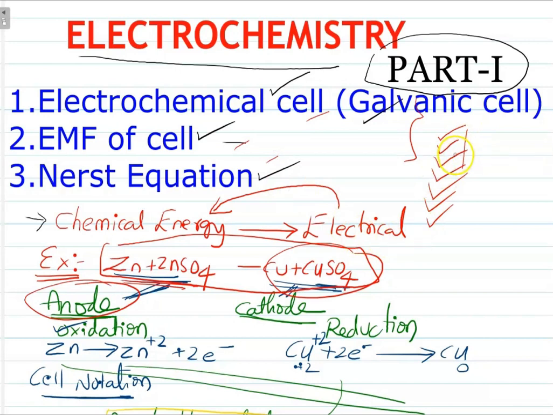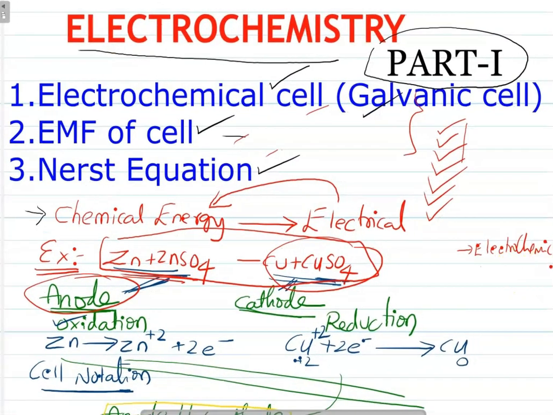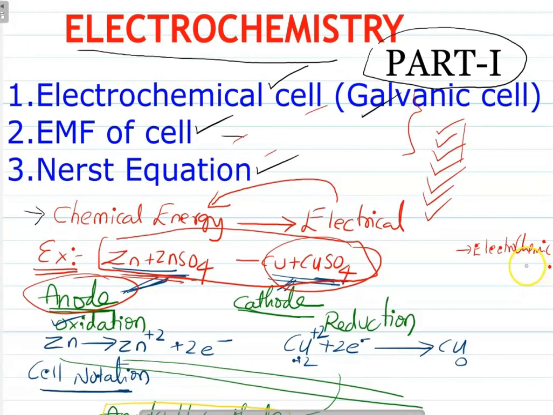So we'll go for part 2 in the next video, where we are going to take up electrochemical cells, that is Faraday's first law and Faraday's second law, the questions in Faraday's first and second laws of electrolysis, then some fuel cells and corrosion of metals. So we'll take that in part 2.